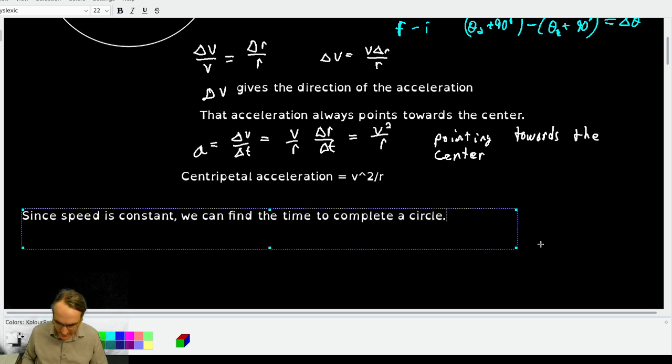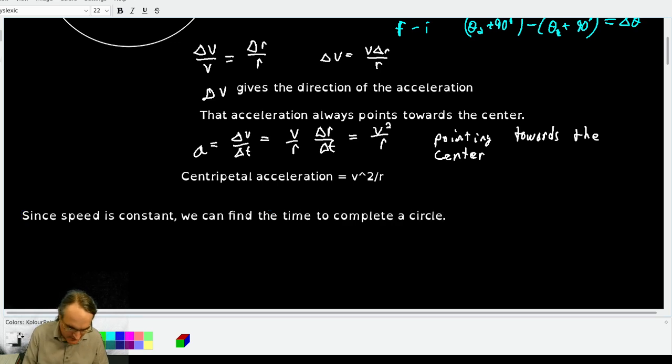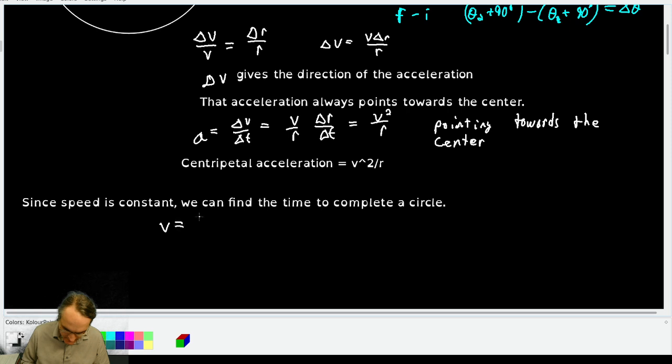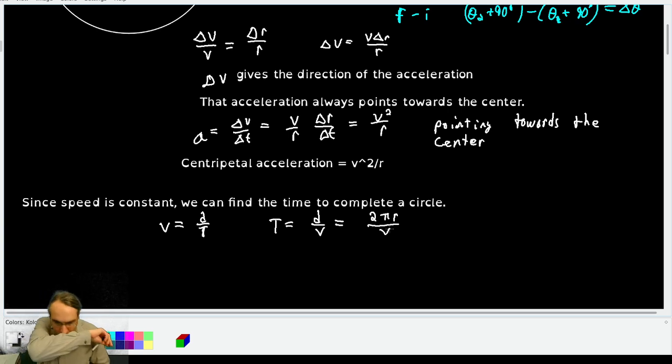since the speed is constant, we can find the time to complete a circle pretty easily. So v is equal to distance over time. Rearranging that, time is equal to distance over speed. The distance is 2 pi r, and we would divide by the speed. Okay, so that is the period for revolution.